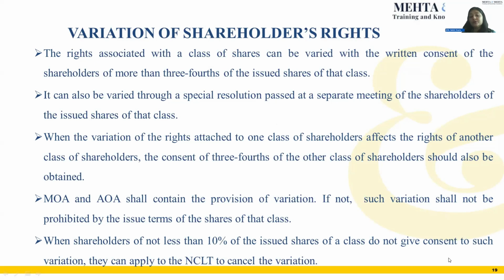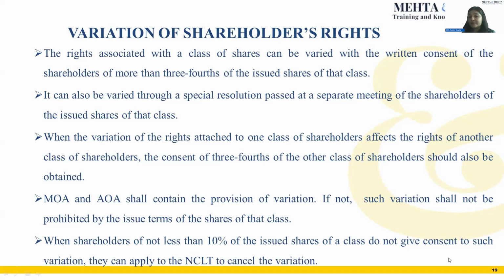For the variation of shareholders' rights, the MOA and AOA should have a provision for the same. In case they do not have any provision, it should not be prohibited by the issue terms of that particular class of shares. And if shareholders do not wish to accept the variation, then at least 10% of the issued shares of that particular class can file a petition to NCLT to cancel that variation. The variation would be cancelled only upon the approval of NCLT. Merely filing a petition will not cancel the variation.